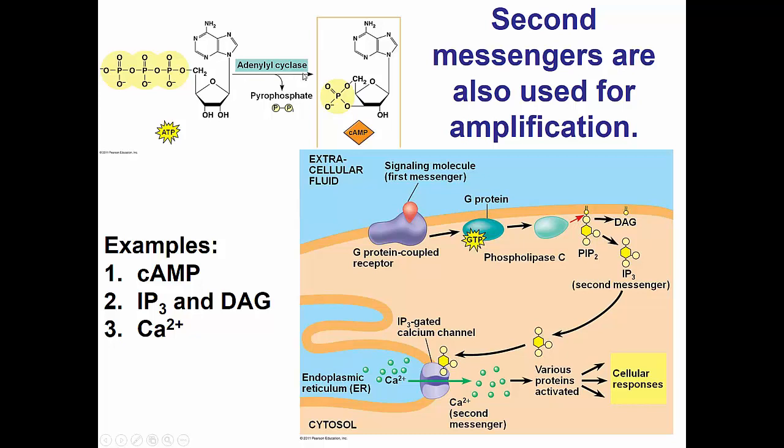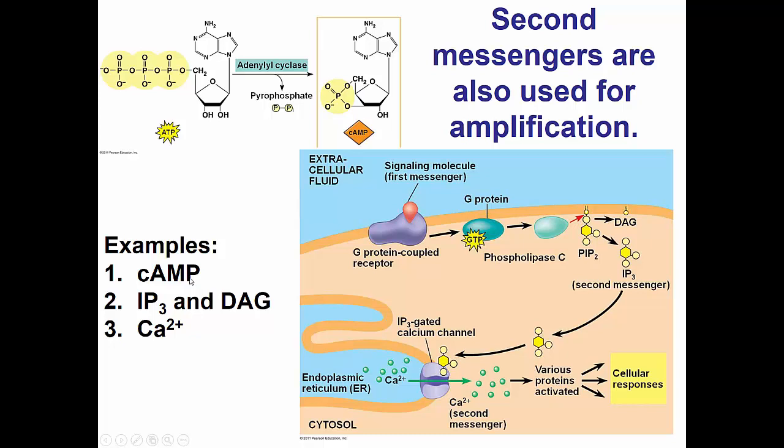So adenylyl cyclase is the enzyme, and its substrate is ATP, and it takes that ATP and removes 2-phosphate, so it removes pyrophosphate. Adenylyl cyclase then creates a bond between this phosphate and the hydroxyl group at the 3' position. So it creates this bond. So adenylyl cyclase is the enzyme, and it produces cyclic AMP from its substrate ATP.